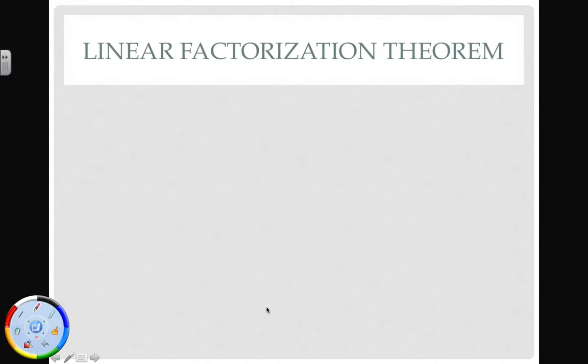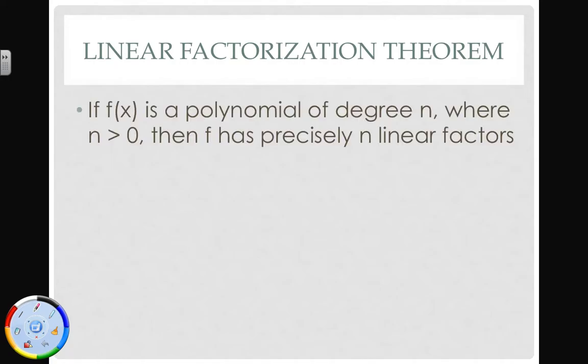So first of all, we're going to start with that linear factorization theorem. We're going to say if you have a polynomial of degree n. So you've got to remember that the degree is the largest exponent. So if it's a quadratic, the largest exponent is 2. If it's a cubic, the largest exponent is 3. That's the degree of the polynomial.